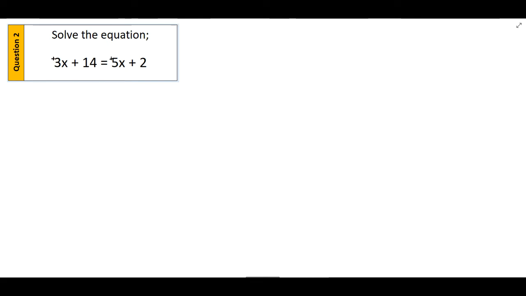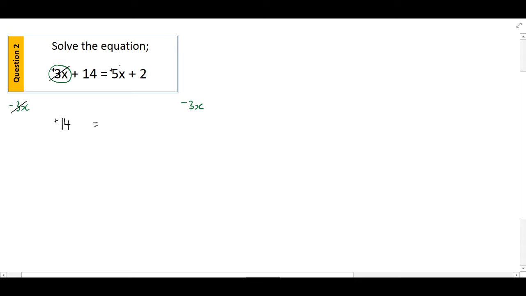So the first thing I'm going to do is get rid of this 3x. If I do that, those would cancel each other out. I'm just going to be left with positive 14 on the left hand side. 5x take away 3x gives me 2x on the right hand side, and then that plus 2.